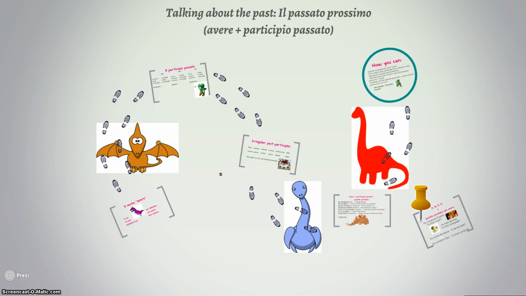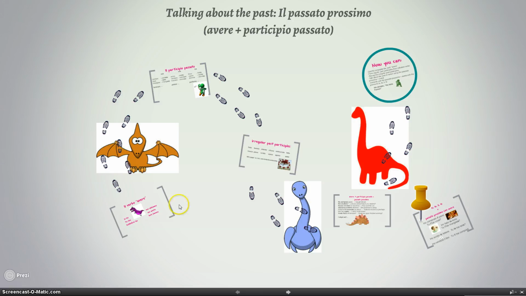In this lesson, we will learn one way of talking about the past in Italian. There are several different tenses used for talking about the past, but today we will focus solely on il passato prossimo. The passato prossimo also has several different ways of forming. The most common use of il passato prossimo is with the verb avere and the participio passato, which we will learn later in this lesson. The passato prossimo can also be formed with the verb essere, but that will be taught in a separate lesson.